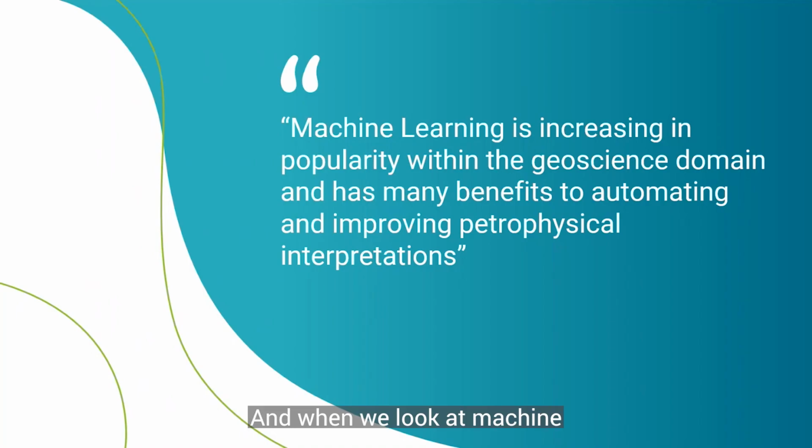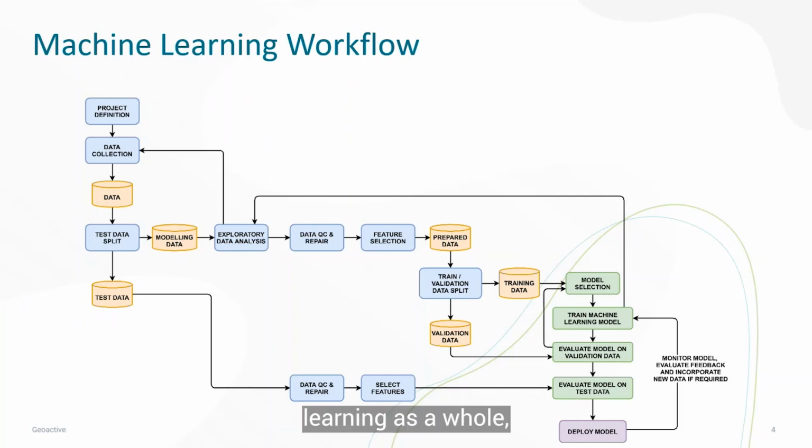And when we look at machine learning as a whole, this is just a very simple workflow. What we start with is the project definition, and that's where we define what we're wanting to do, what are the business goals, for example, or what are the project goals. So we may want to predict rock types, we may want to predict missing data or predict continuous permeability from discrete core measurements. So right at the start, we need to understand what it is that we are wanting to do before we start moving on to the next stages.